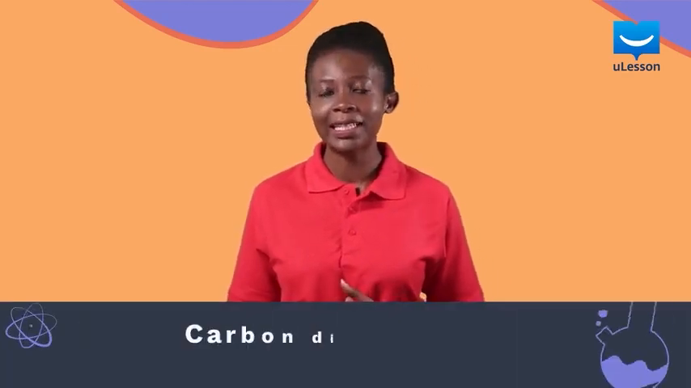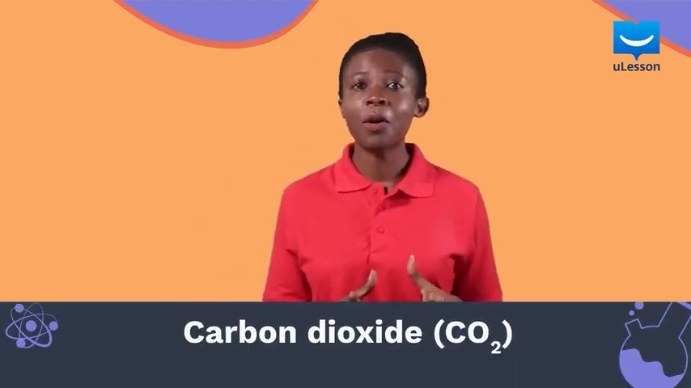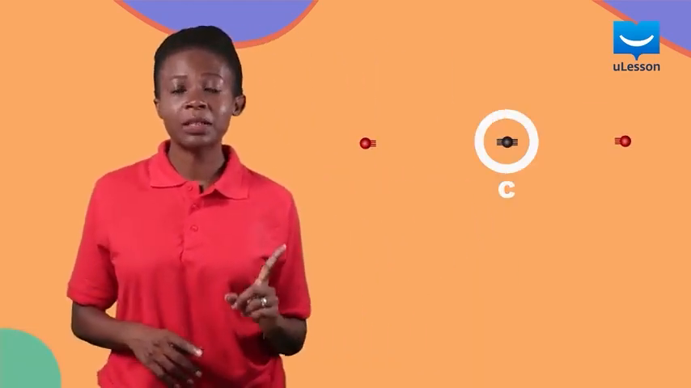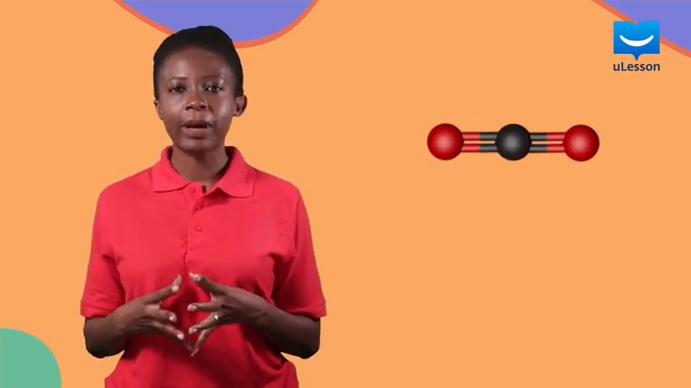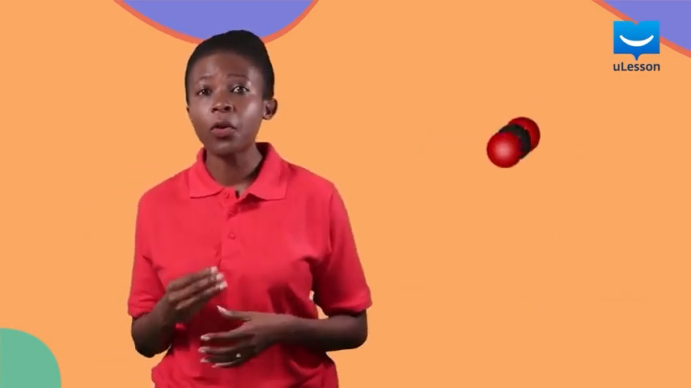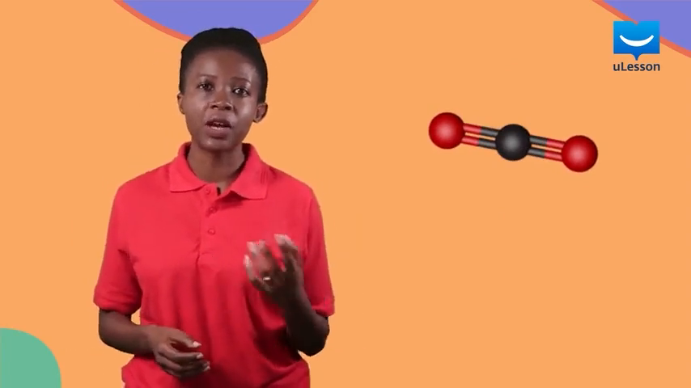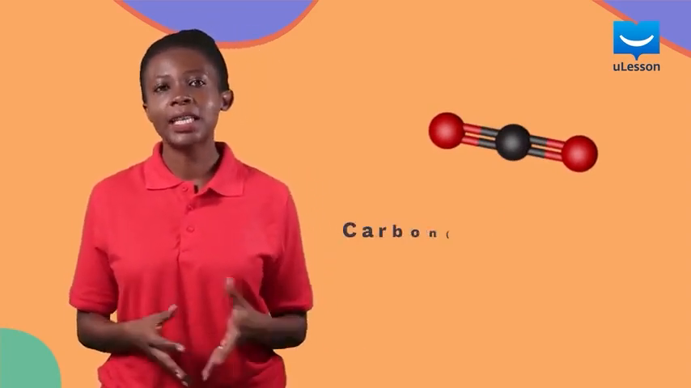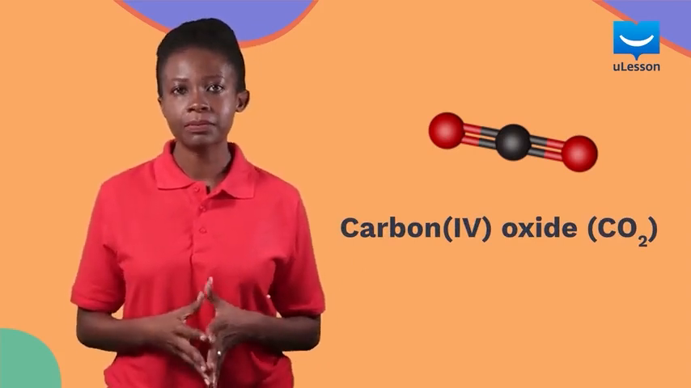Perhaps you know by now that the chemical formula of carbon dioxide is CO2. Carbon dioxide is a chemical compound made up of one atom of carbon and two atoms of oxygen, which are held together by covalent forces. The carbon atom uses all four of its valence electrons to bond with the two valence electrons of the oxygen atom, and this is why the IUPAC name for carbon dioxide is carbon-4 oxide.